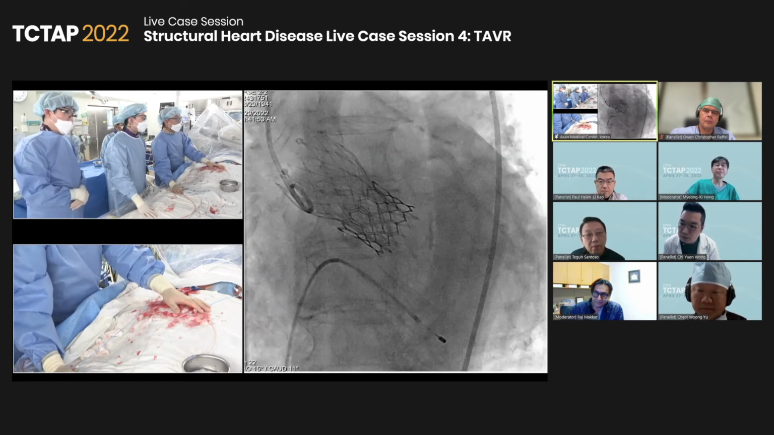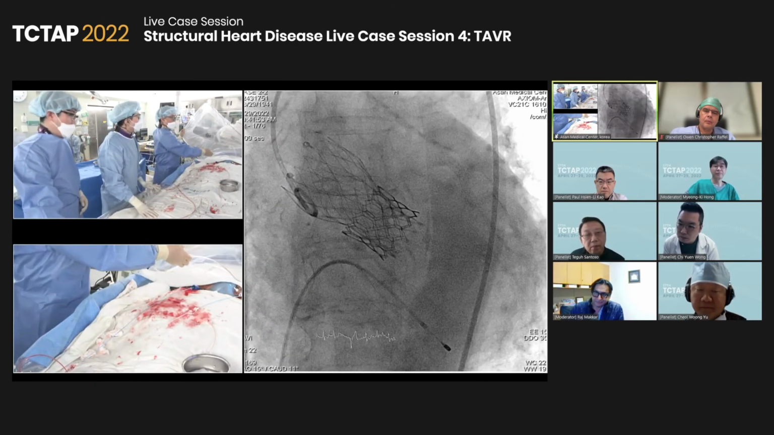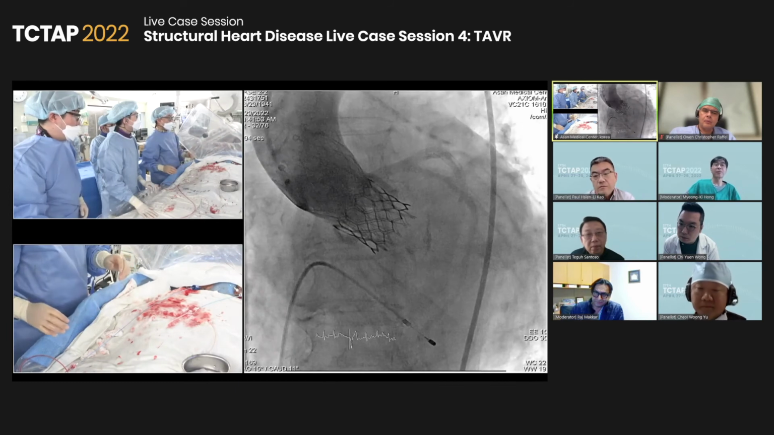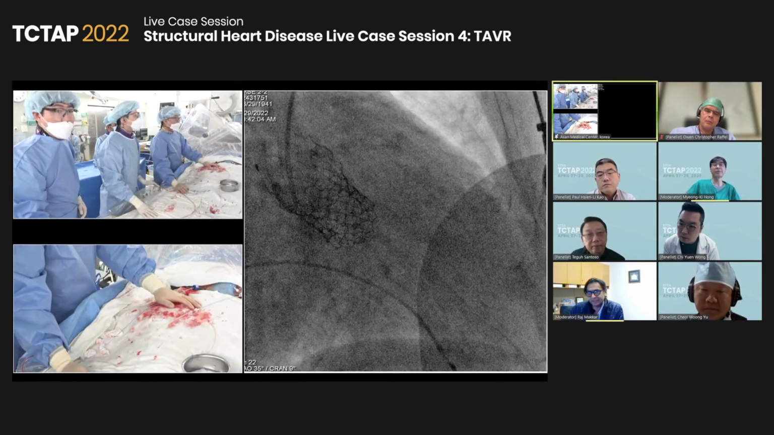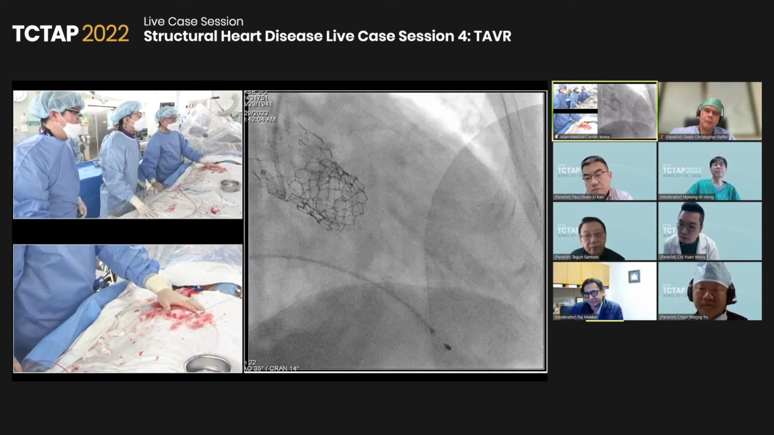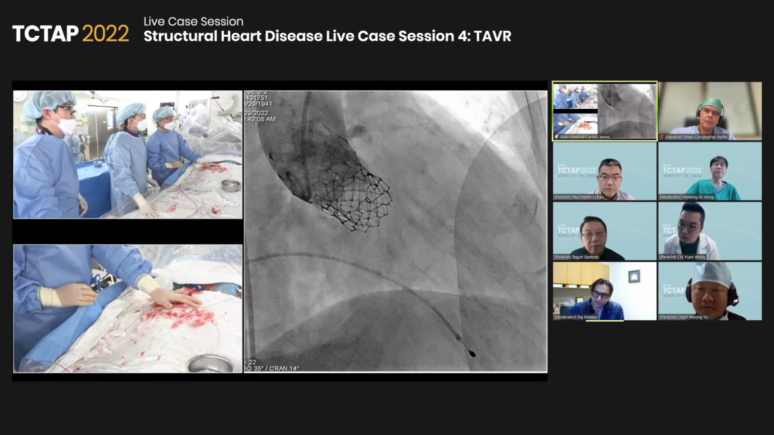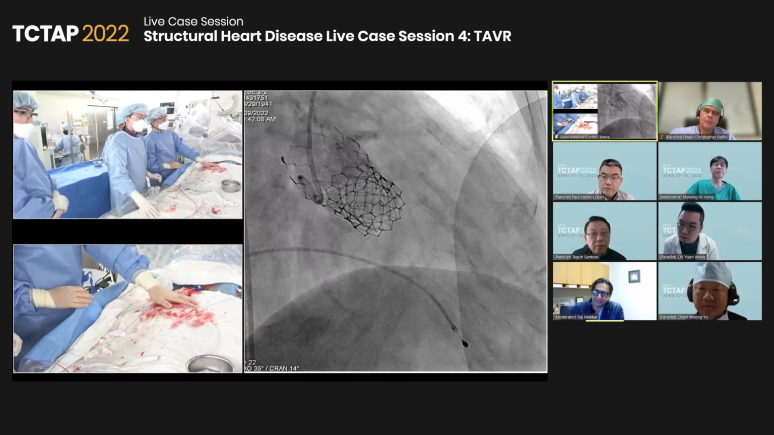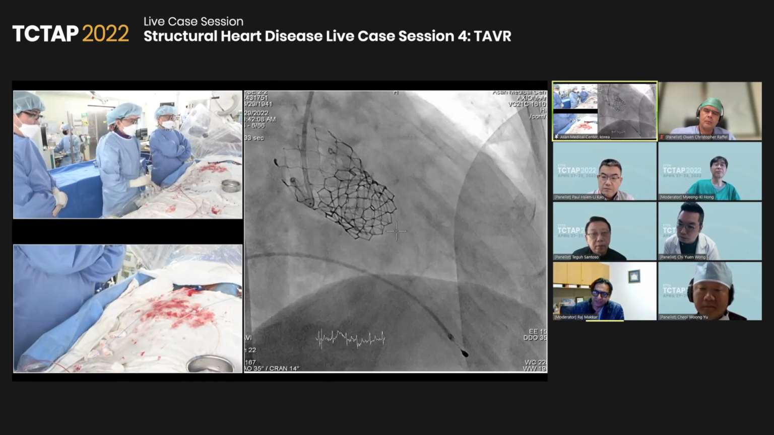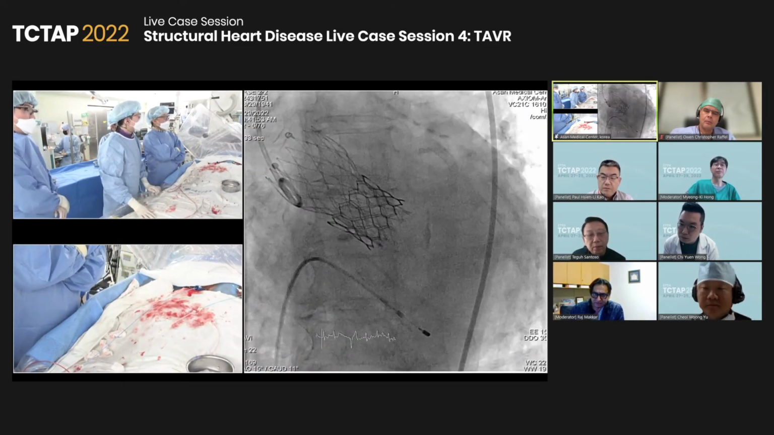Okay, I think coronary is good. RA view. Good. Yeah, good. I think this is, I think the hemodynamics are excellent here. You've preserved at least coronary flow, and I think when I look at it, it should not be that hard to access the coronary.